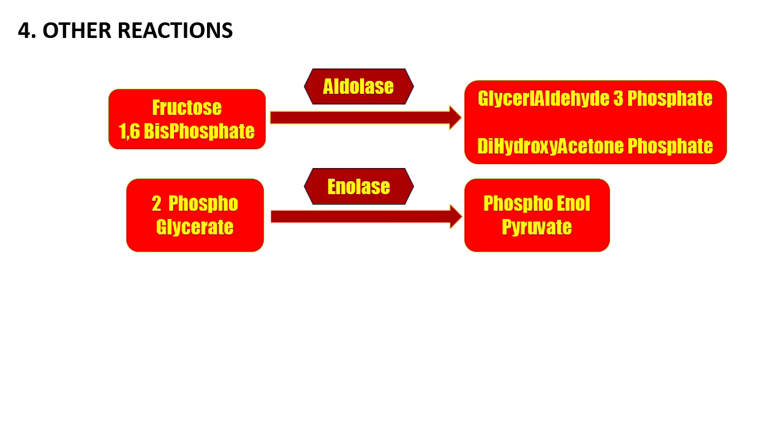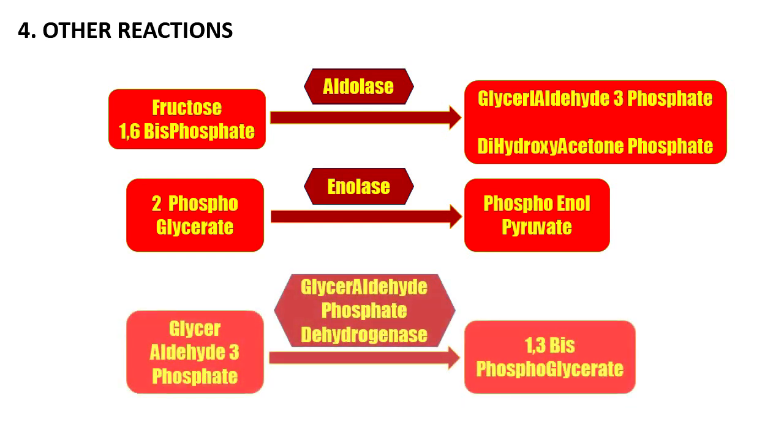Lastly, glyceraldehyde 3-phosphate is converted to 1,3-bisphosphoglycerate by the enzyme glyceraldehyde phosphate dehydrogenase.